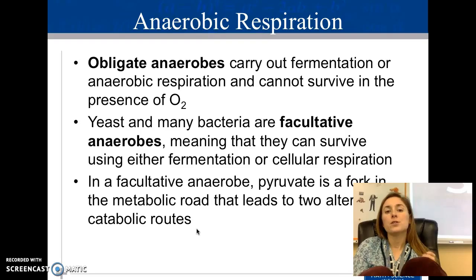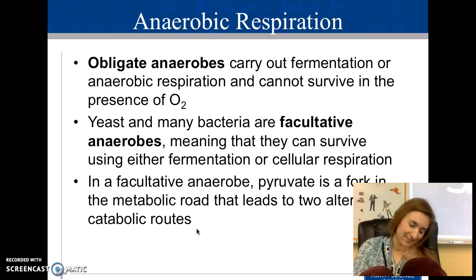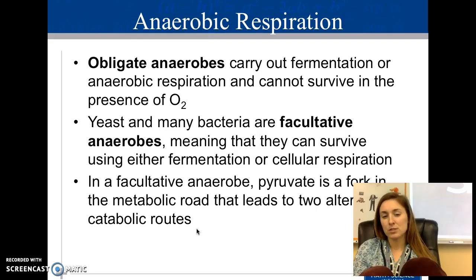There are certain organisms that only do anaerobic respiration. We call them obligate anaerobes. They carry out fermentation, and they can't survive in the presence of oxygen. They can only do it this way. Yeast and other bacteria are what we call facultative anaerobes, which basically means that they can survive either way, but they will adapt to do fermentation when they're not in the presence of oxygen.